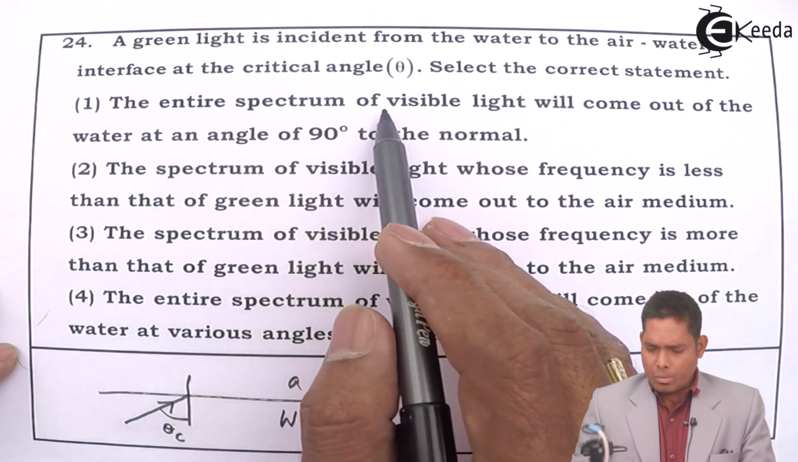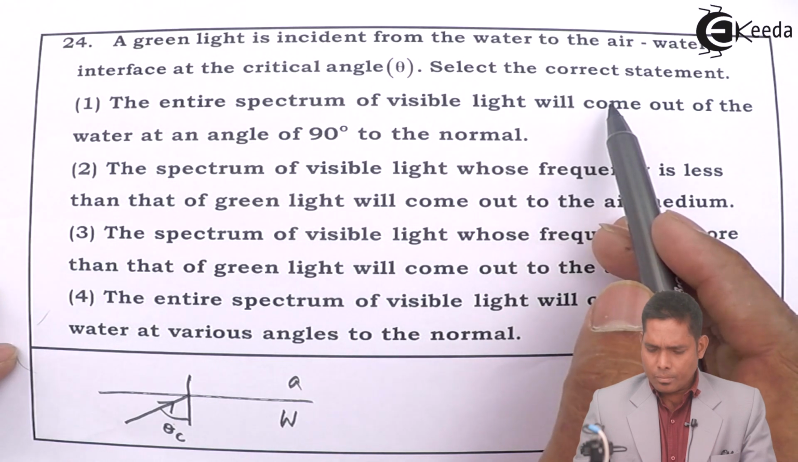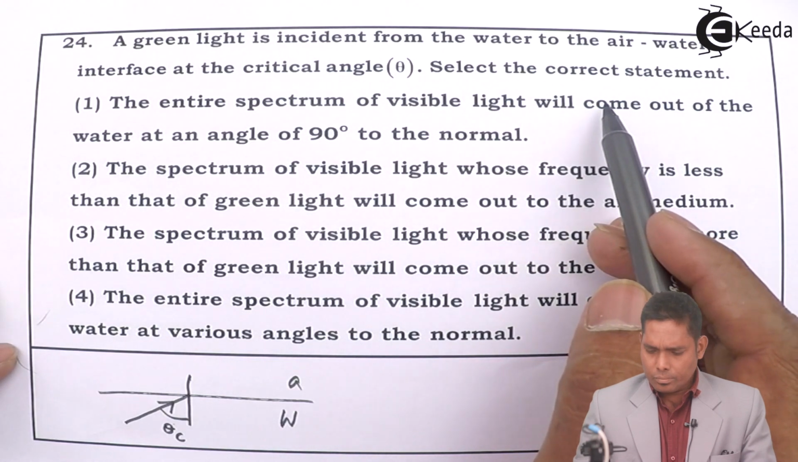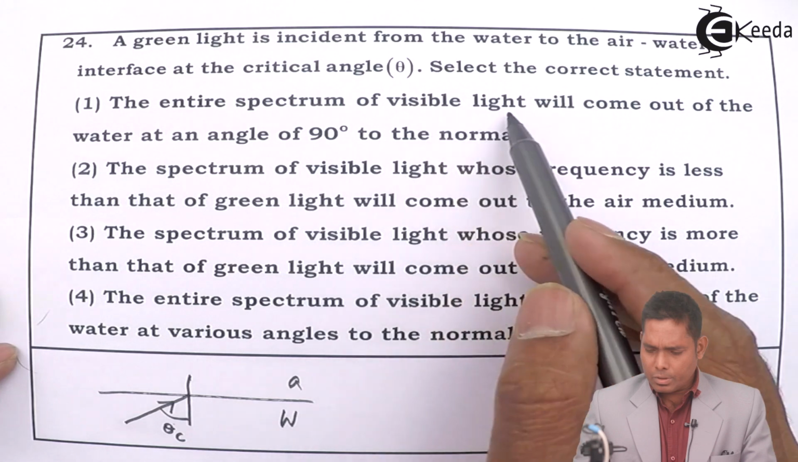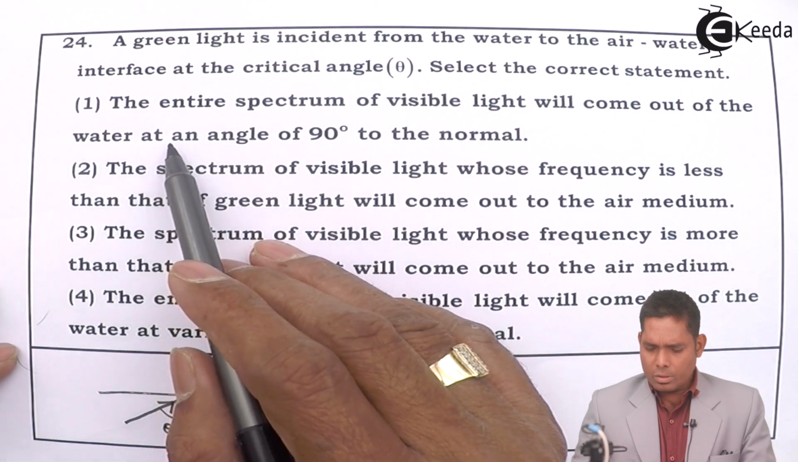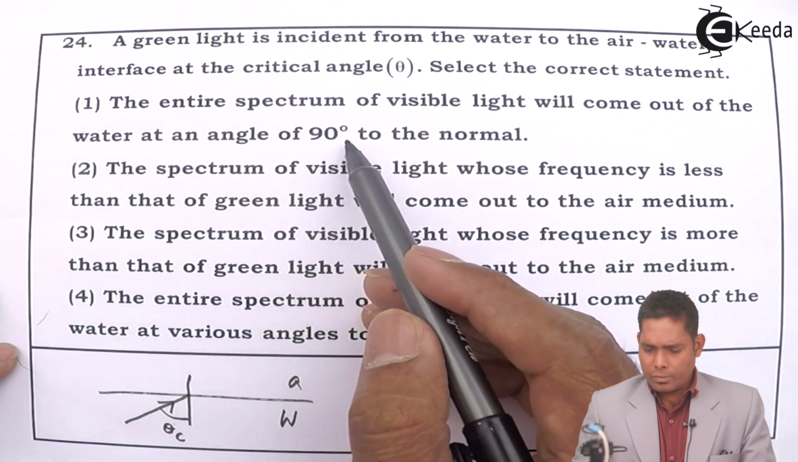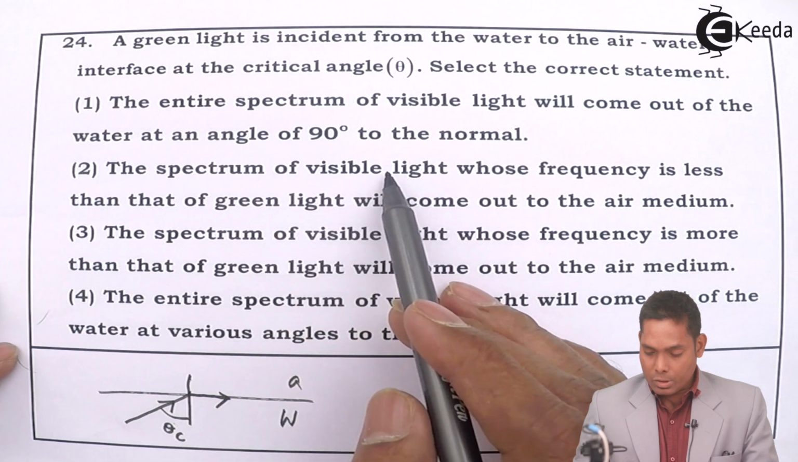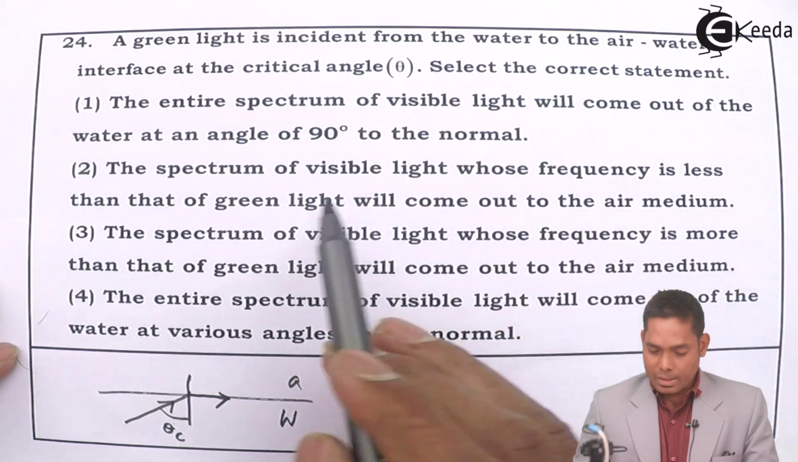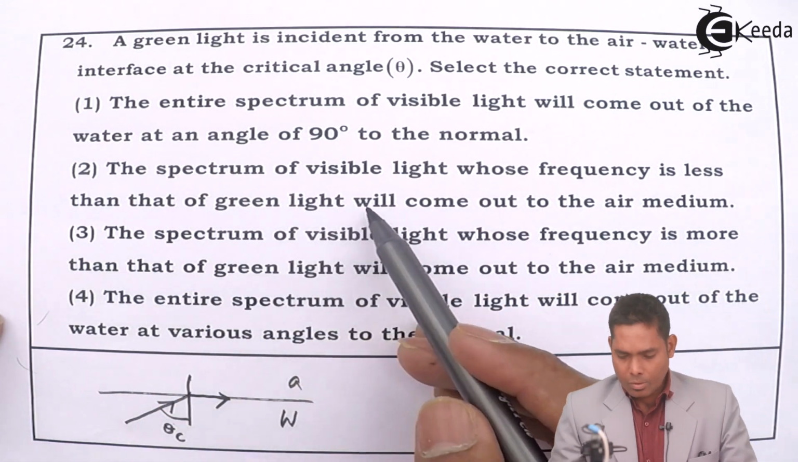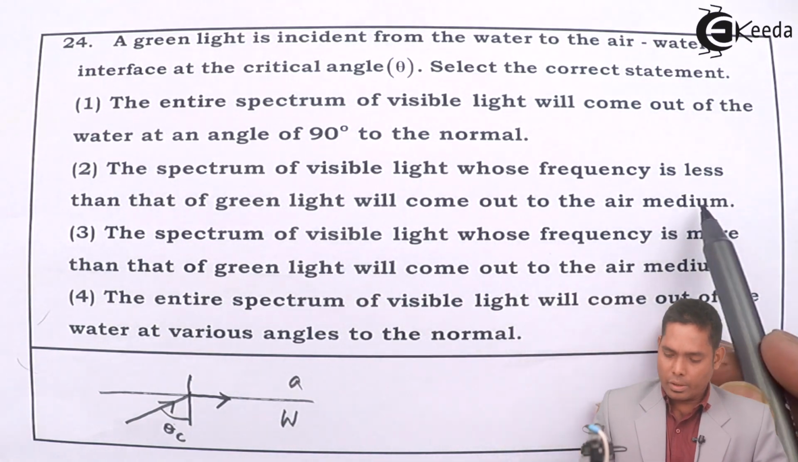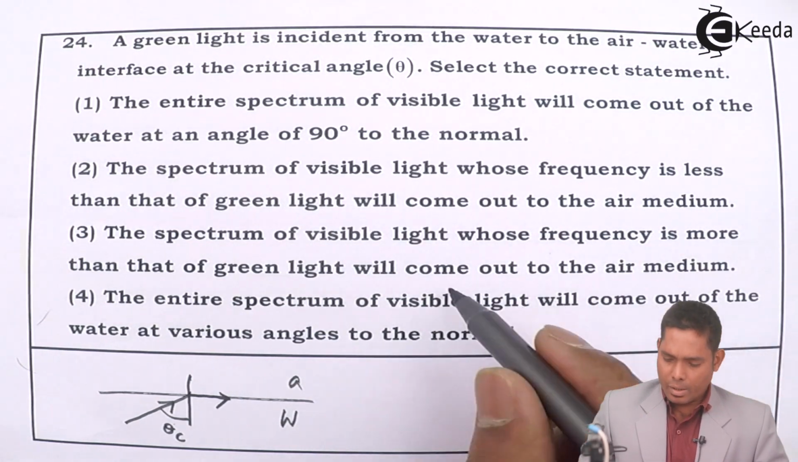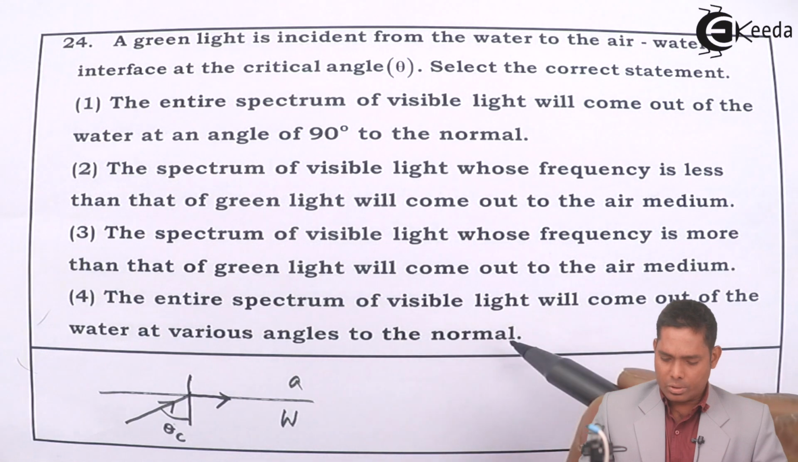The entire spectrum of visible light will come out of water at an angle of 90 degrees to the normal. So critical angle means it will go like that. The spectrum of visible light whose frequency is less than that of green light will come out to the air medium, and these are the options.